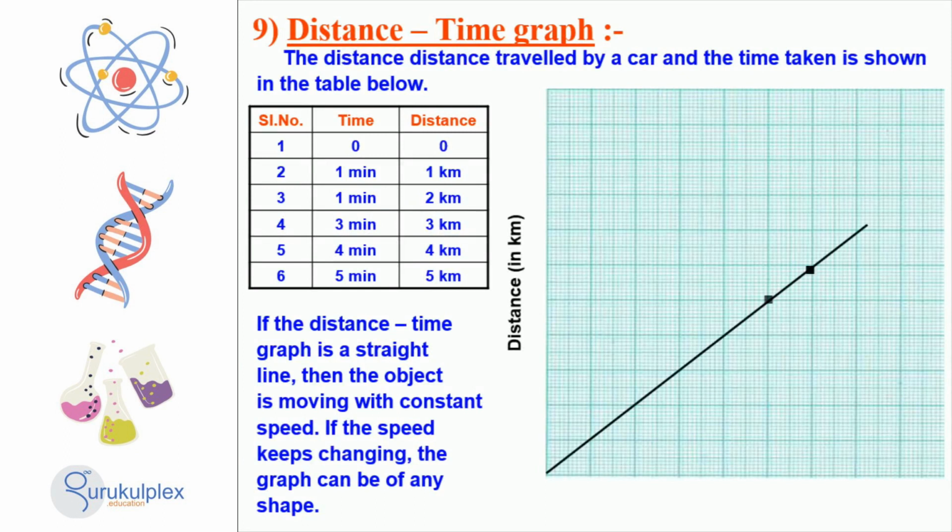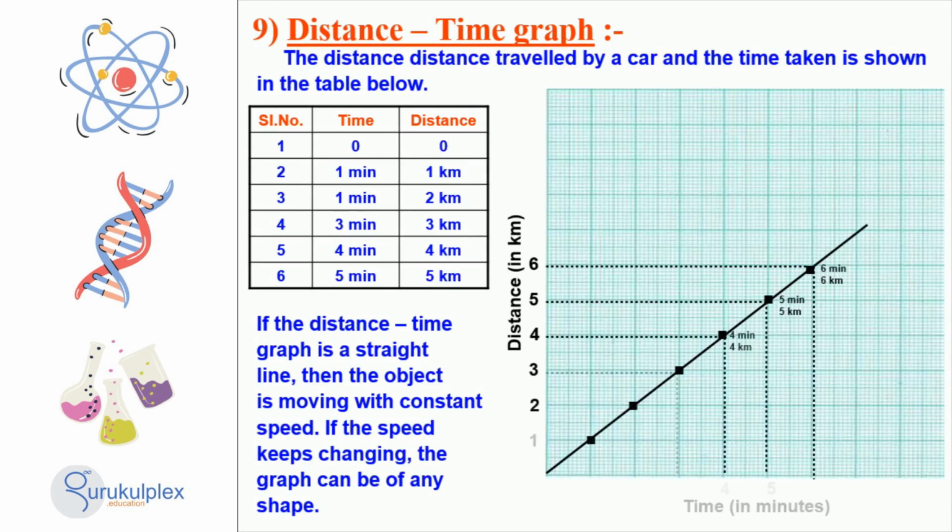The slide you are about to view displays a graph of distance against time. From the table, we can observe that the distance traveled is equivalent to the number of minutes taken. A straight line on the graph implies that the object is moving at a uniform speed. However, if the speed of the object is not uniform, then the graph will be of any shape. This table portrays a graph paper with the specified data points, depicting the association between time and distance traveled.